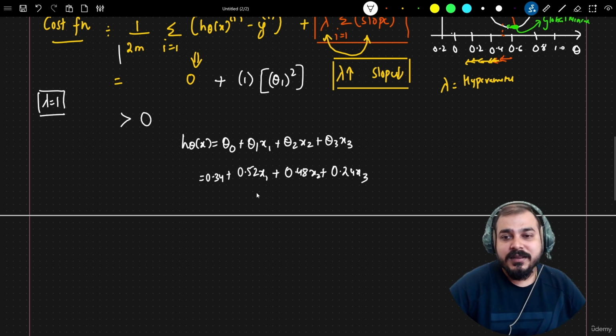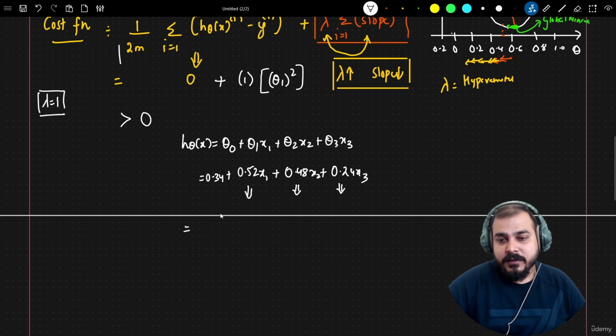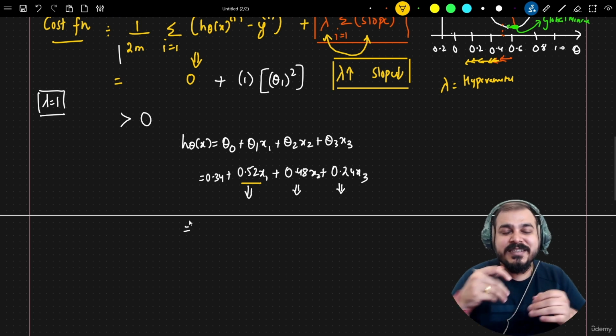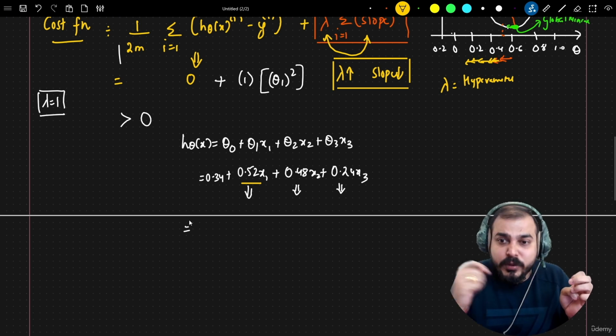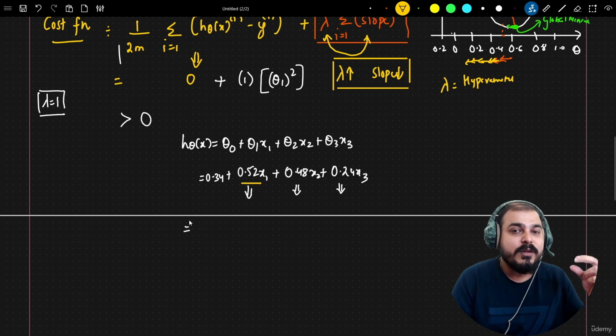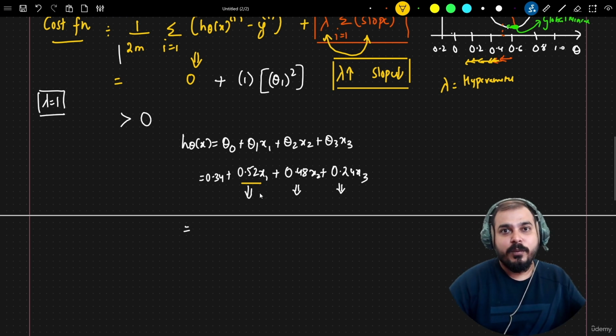Now in this particular scenario, if I apply ridge regression on this cost function, then this value will get reduced. This coefficient will get reduced, but it will never be 0. See, what does this value basically indicate? 0.52 of x1. This basically indicates that with the unit movement in x1, what is the movement with y? So here you can see 0.52 movement with respect to y.